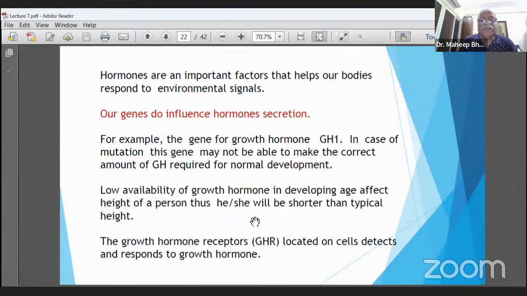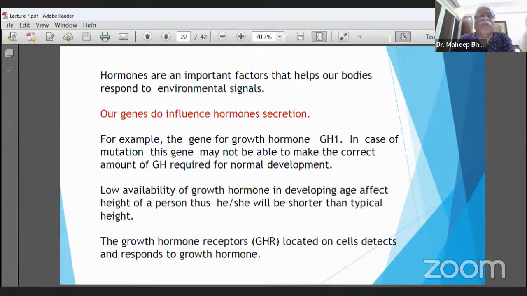So in case the GH1 gene is mutated, in that case, the gene may not be able to produce the amount of growth hormone which is required for development. So if there is low availability of growth hormone during the developing process, the height of a person, he or she, will be shorter than typical height.